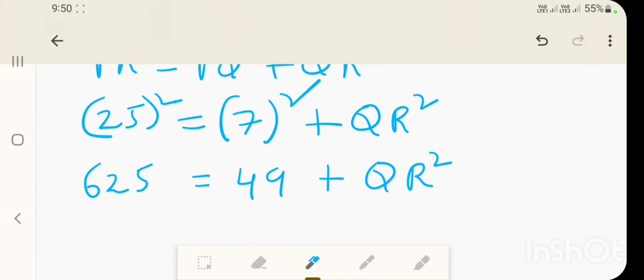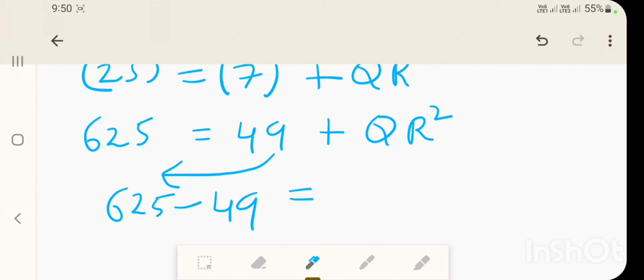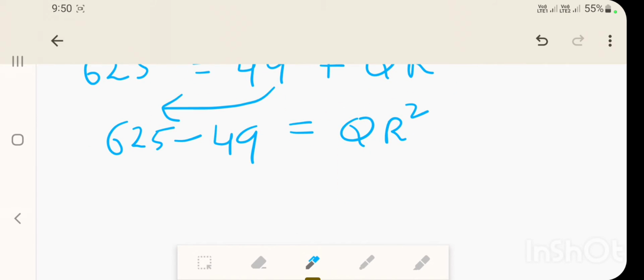Now we want to calculate QR, so we are going to take this 49 from the right hand side to the left hand side, and it becomes minus when it comes to the left hand side. So we get 625 minus 49 is equal to QR square. What is 625 minus 49? Just think very fast. So it is nothing but 576 is equal to QR square.